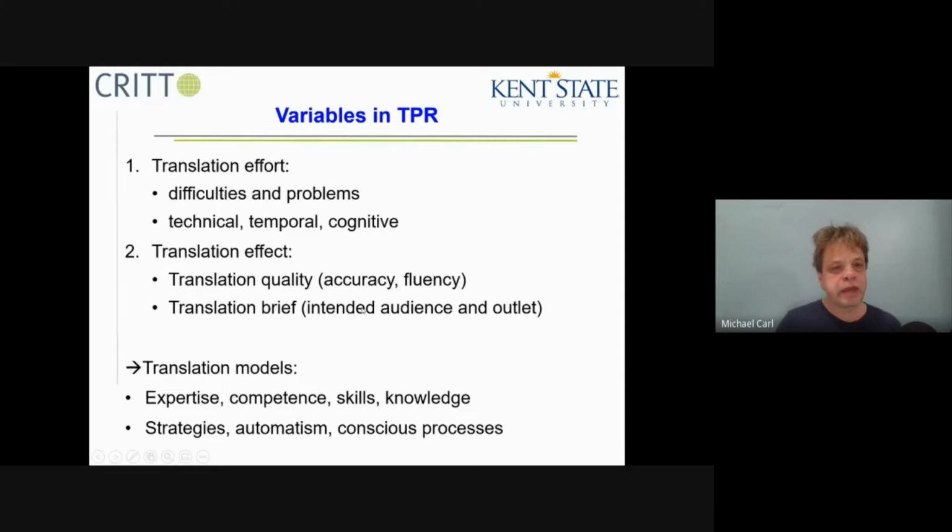On the other hand, we have translation effects. And effect would mainly relate to the translation quality. Translation quality can be measured in terms of accuracy and fluency. Accuracy means how precise, how good is the translation, or how well words and terms are translated from the source into the target text, how accurate is the translation.